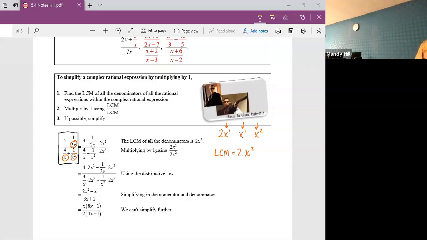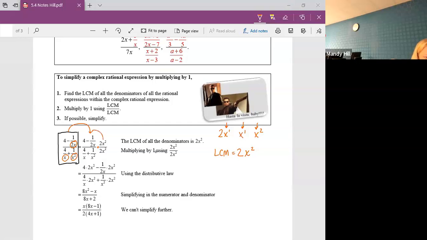Okay, so if you look at this, what they've done is they've taken it and rewritten it right here. Then they multiplied by the least common multiple over the least common multiple, so 2x squared over 2x squared, because this is the same as multiplying by 1. The goal is that they're able to reduce it this way. So they're multiplying by 2x squared over 2x squared in hopes that they're going to be able to reduce this. They've taken every single thing and multiplied it by 2x squared.